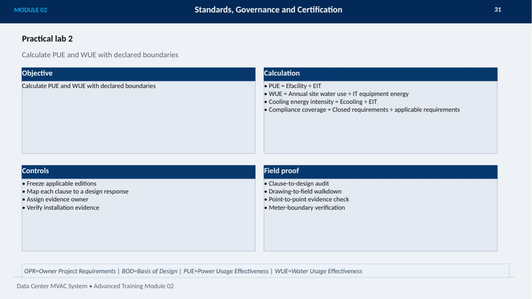To ensure accuracy, we implement controls such as freezing the applicable additions, mapping each clause to a design response, assigning an evidence owner, and verifying installation evidence. Field-proof steps include clause-to-design audits, drawing-to-field walkdowns, point-to-point evidence checks, and meter boundary verifications. This structured approach helps us confidently assess and validate the efficiency and sustainability of the data center's MVAC systems.